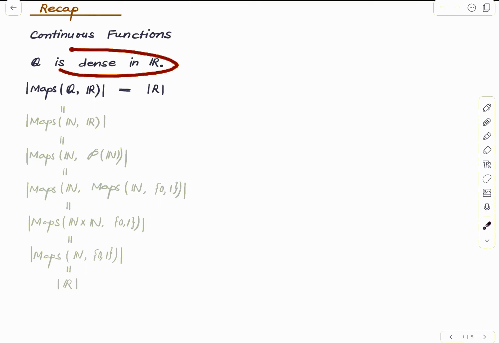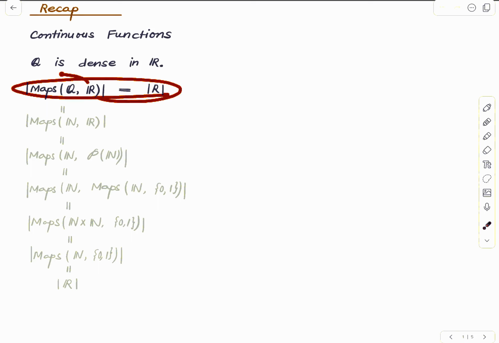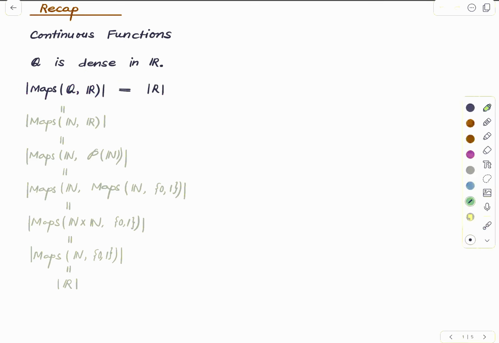And we need to know that the rationals are dense in R. This is something that we proved way earlier in the course. And we need to know this fact that the cardinality of the set of all the maps from rationals to reals is the same as the cardinality of the set of all the reals. And this should be immediate to you if you've been solving the exercises I have been posing. But I have written down a proof here.